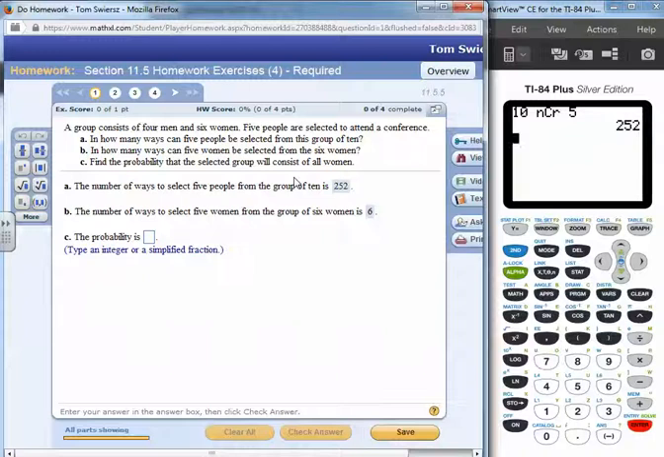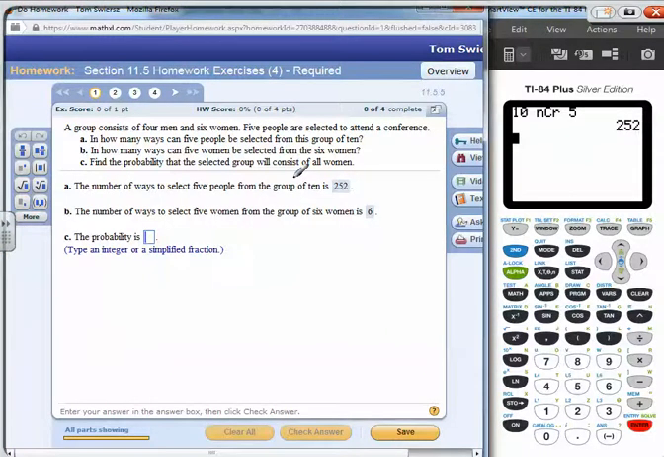Well, the number of ways to get all women, which is what we just did in B, right, was 6C5, over the total number of ways to select the 5 people from the group of 10, which was 10C5, right? And that was the answer from part A. So it's just going to be 6 over 252, okay?